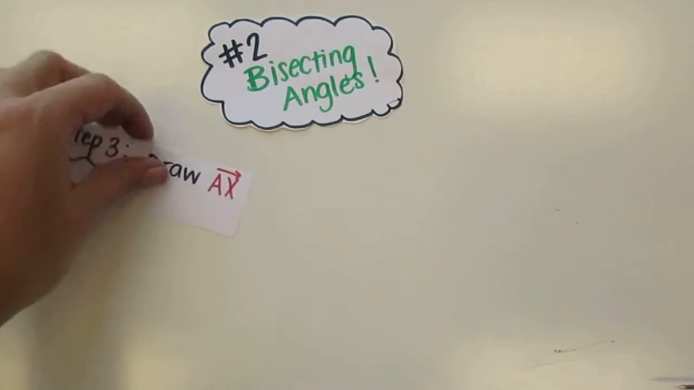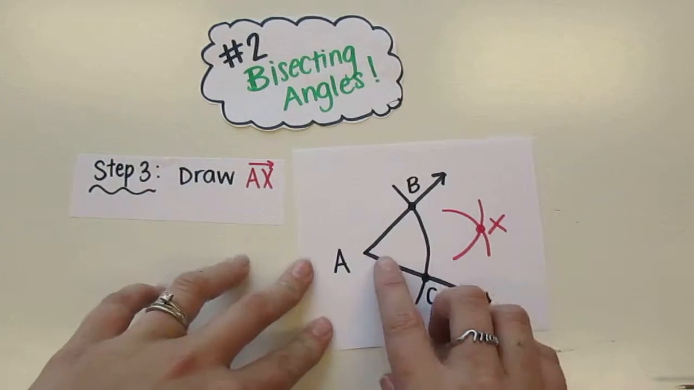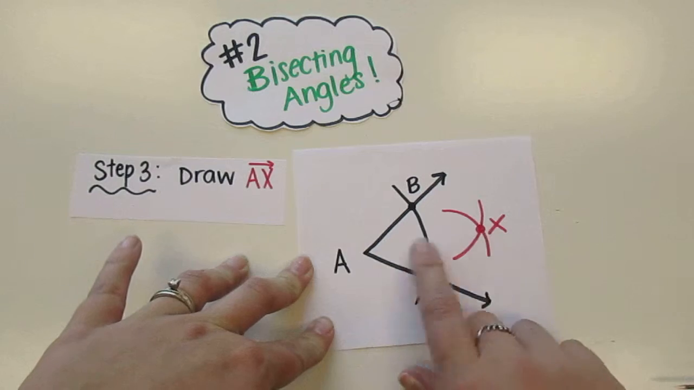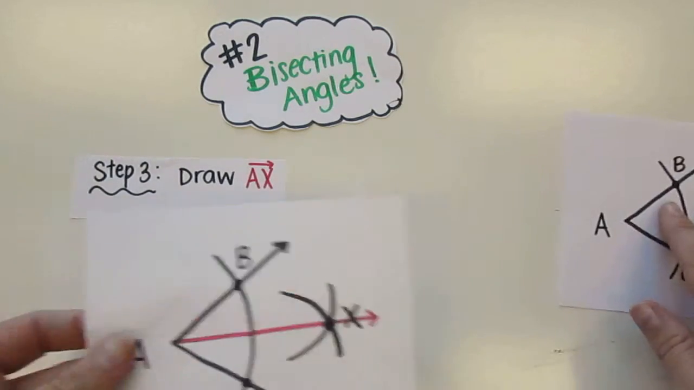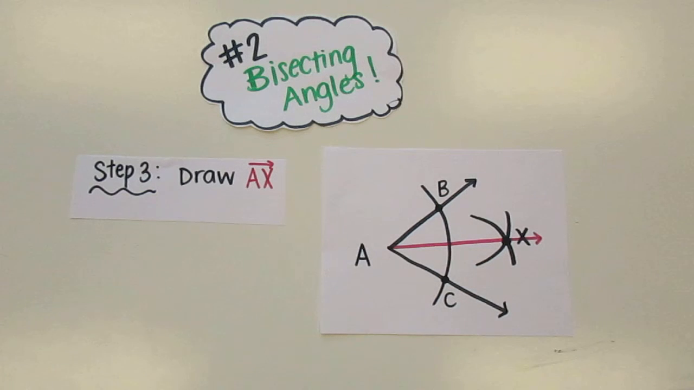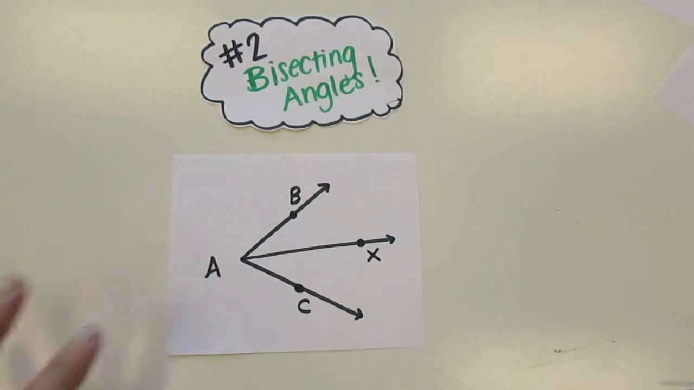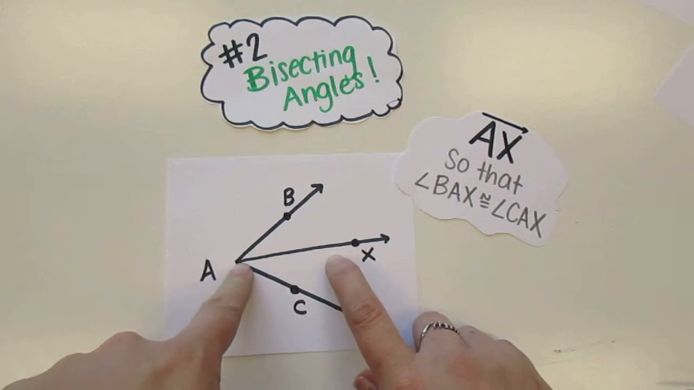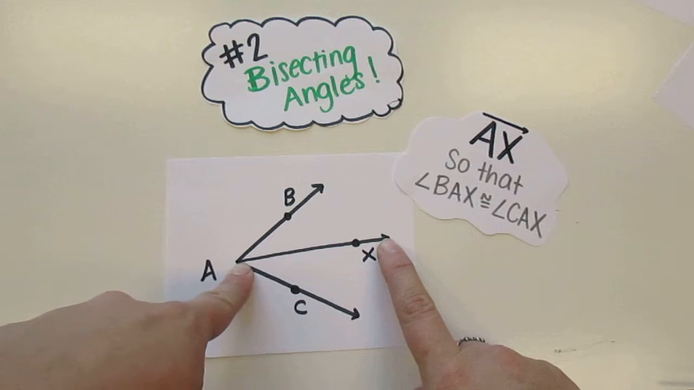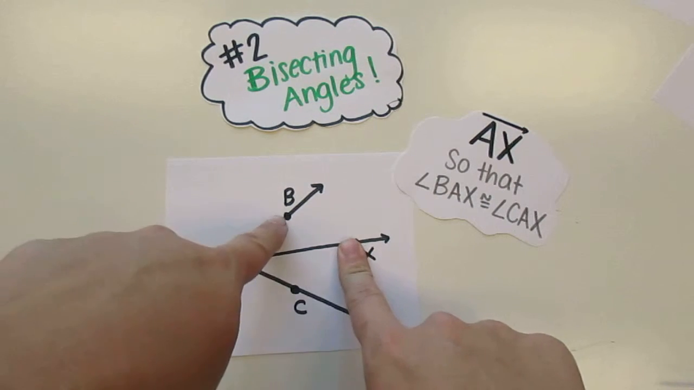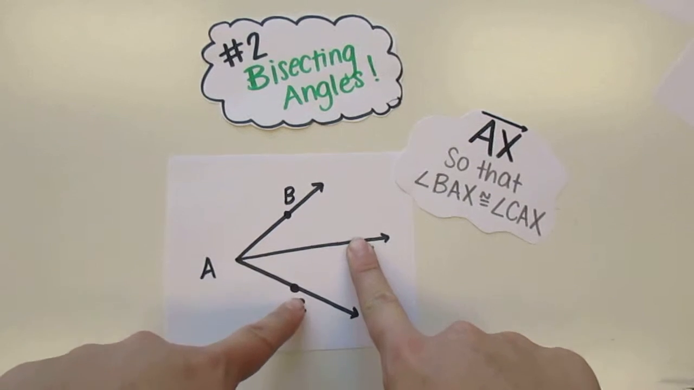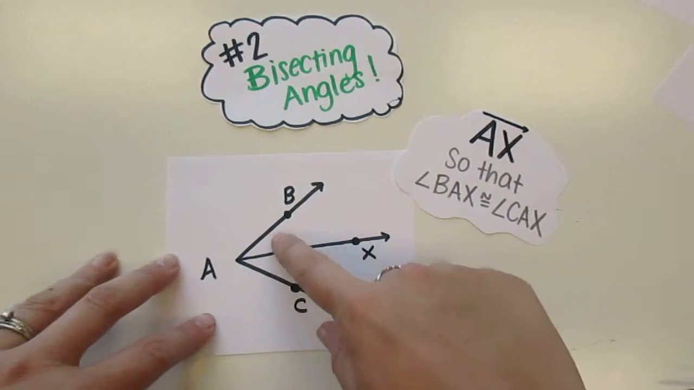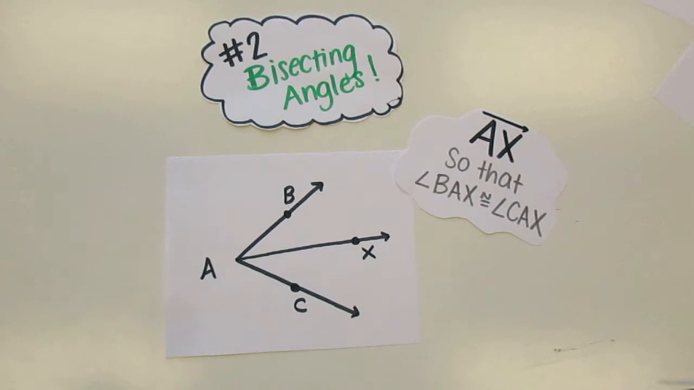And the last step, of course, is to draw AX. So again, starting at A with a ruler, connecting A to X, like so. And you end up with angle A being bisected. So now here I have my ray AX. I'm starting at an endpoint, going indefinitely one way through X, AX, so that now BAX is congruent to CAX. So these two angles now have the exact same measure.